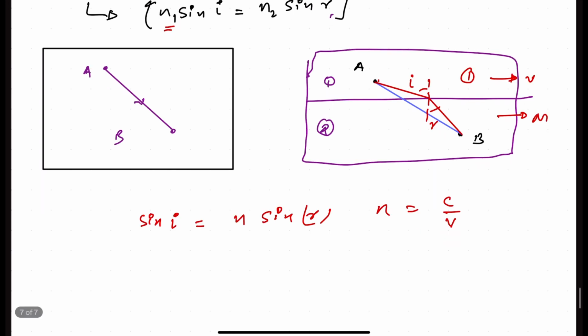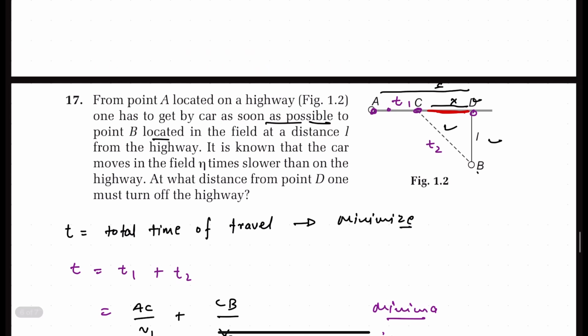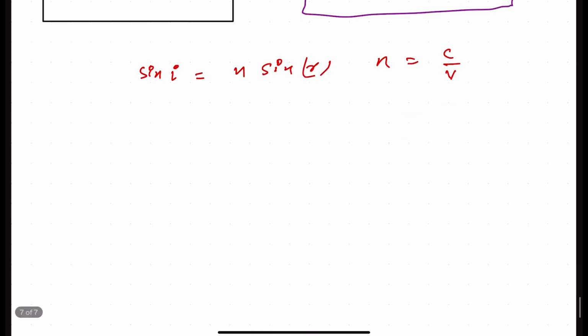Alright, now I have taught you the concept, and now let's go to the problem. Here the same fact is being used by this car. The car wants to go from point A to point B in the minimum time. That's why we are taking Snell's law. Okay, so here it is going like this.